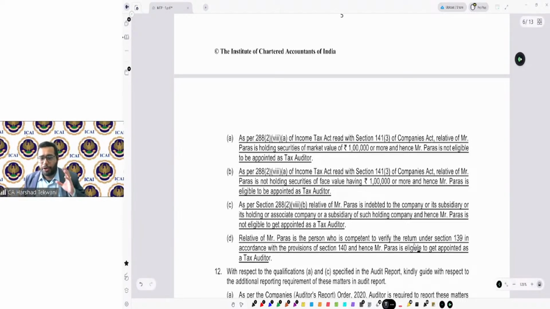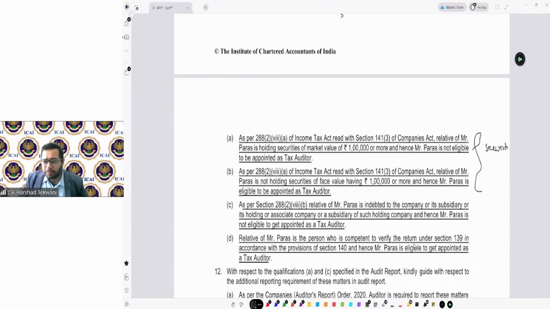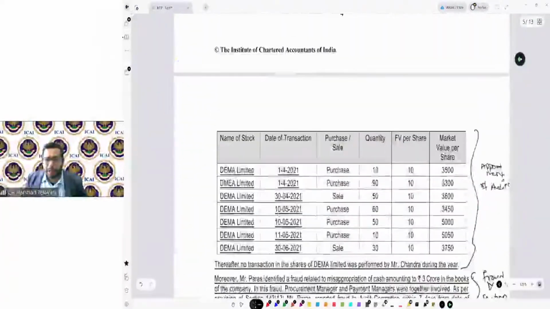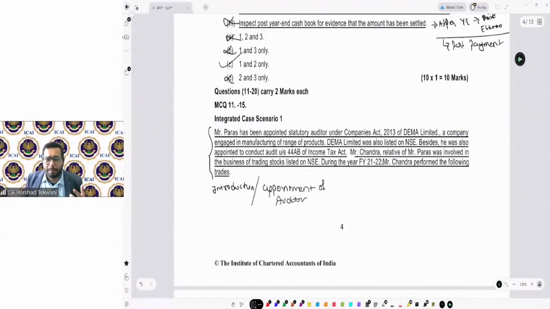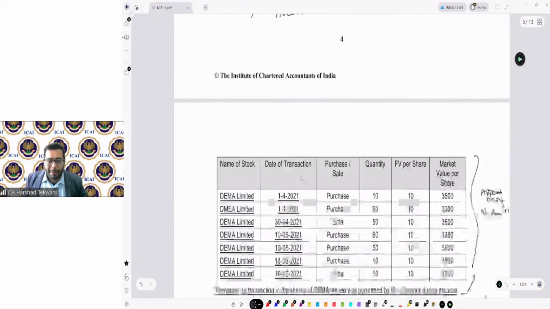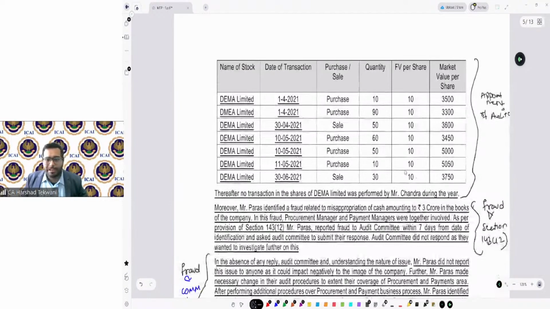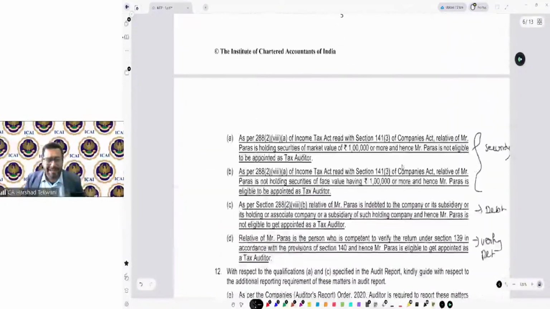Again, competent to verify the return. So I could see this is related to security, debt, and competent to verify return. Now I'll go back to the paragraph. When I read the paragraph, I know Mr. Chandra, relative of Mr. Paras, was involved in the business of trading stocks. So this is matching with the security. But nowhere is it mentioned about the debt. So the debt option, I can directly say it is not relevant over here. So I'll cut it down.